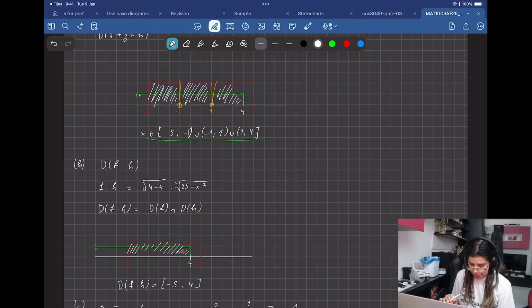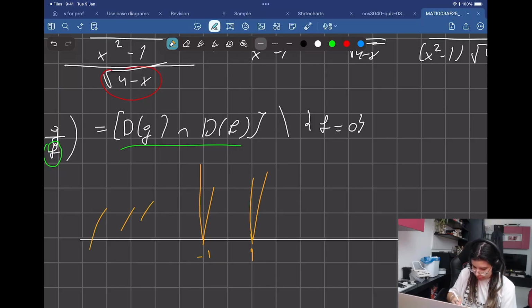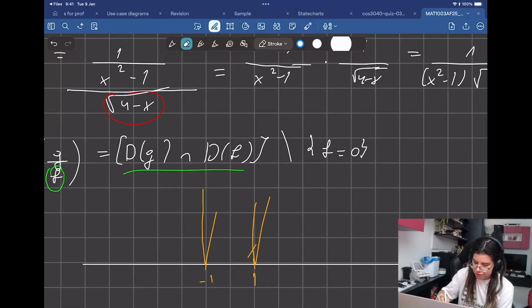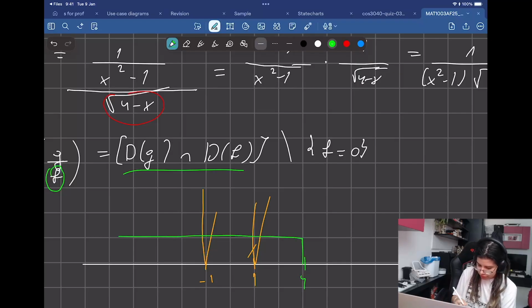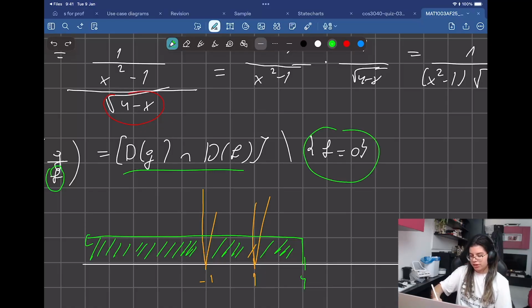So domain of g is everything except for minus 1 and 1. Everything except for these two. So literally everything else is yellow, okay? I'm gonna erase it now, but just imagine that everything is yellow. All right, then domain of f was 4. So from minus infinity to 4, like this. So the intersection is literally everything except for minus 1 and 1. But from that whole thing, we need to exclude the values where f equals 0.